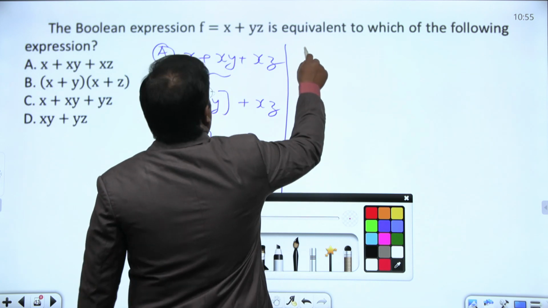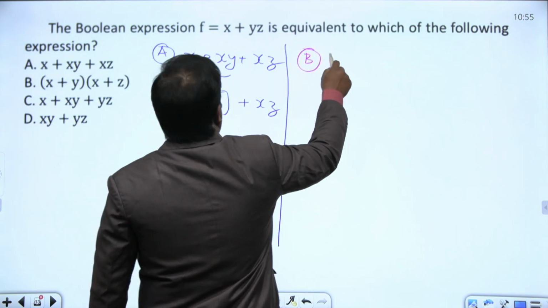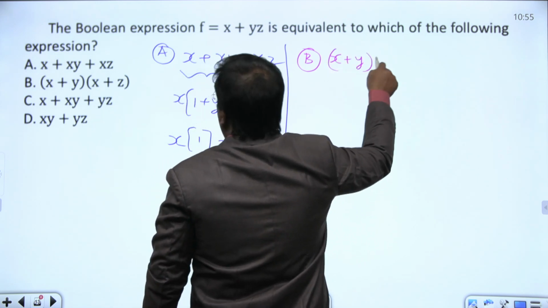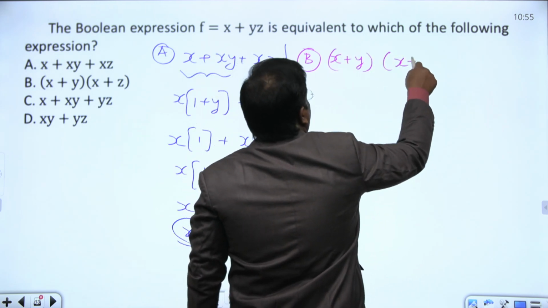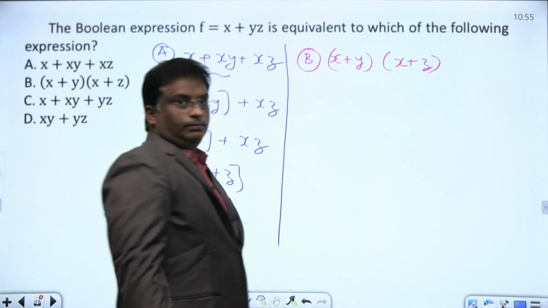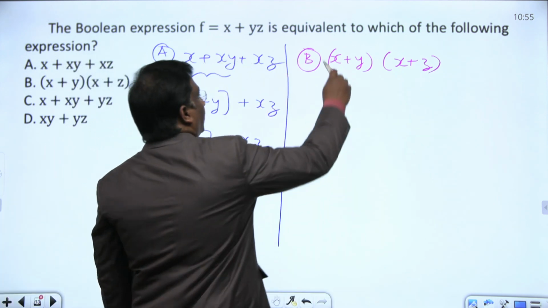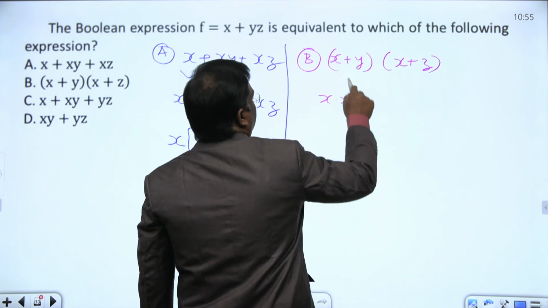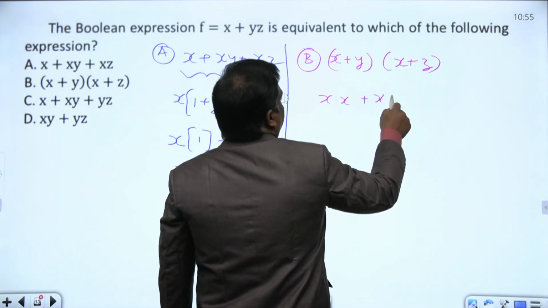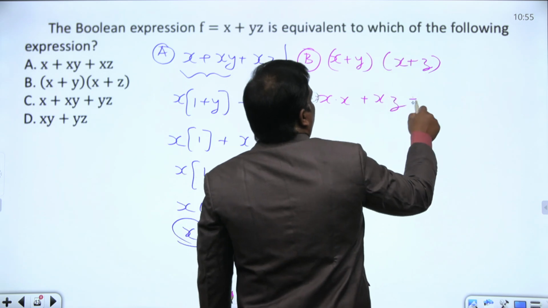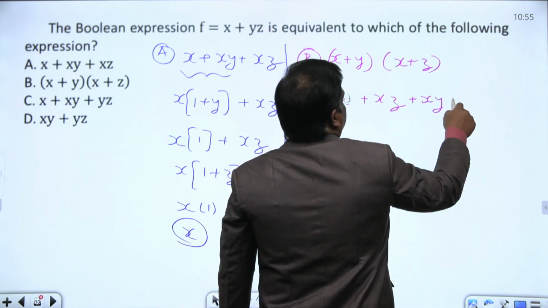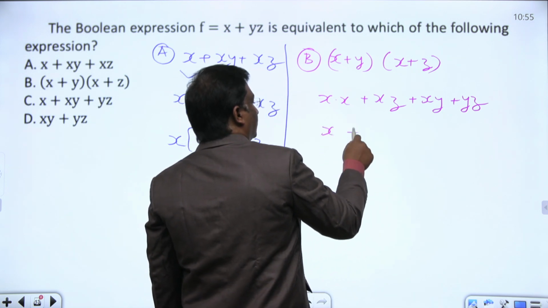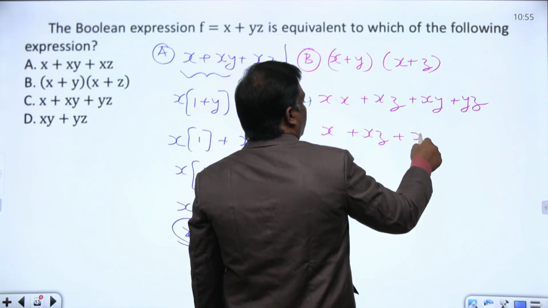Let us take the second expression here. What is the second expression given? (x plus y) into (x plus z). Let us multiply x into x. x into x is nothing but x itself. So x into x is x, plus xz plus xy plus yz. In Boolean algebra, x into x is nothing but x itself. So this is x plus xz plus xy plus yz.